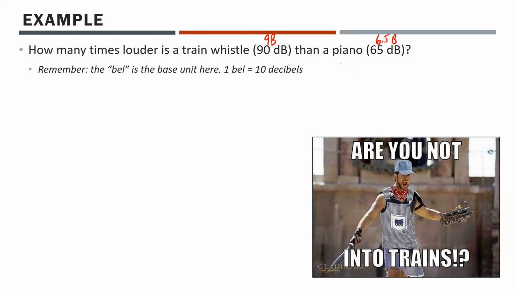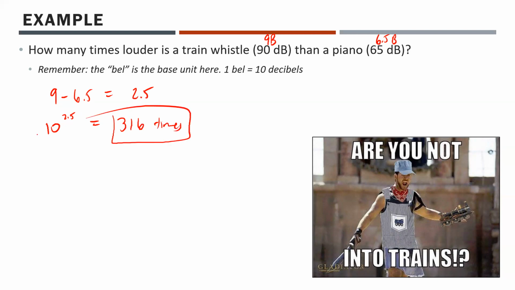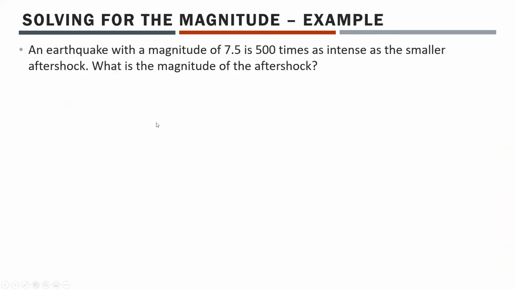Anyway, the strategy here, as always, to find how much louder, is to find the difference. So 9 minus 6.5 is, of course, 2.5. And then just go 10 to the power of that. 10 to the power of 2.5 equals, to the nearest whole number, 316 times. So according to this question, a train whistle is 316 times louder than a piano. But in all honesty, I think that's way too low. I think a train whistle is probably more than 130 decibels. It's very loud. But anyway, I'm not going to argue with this.